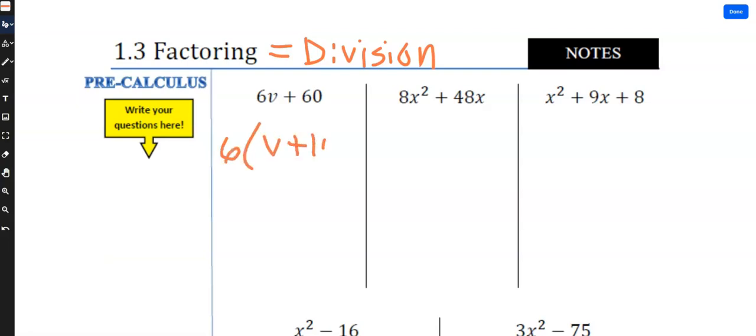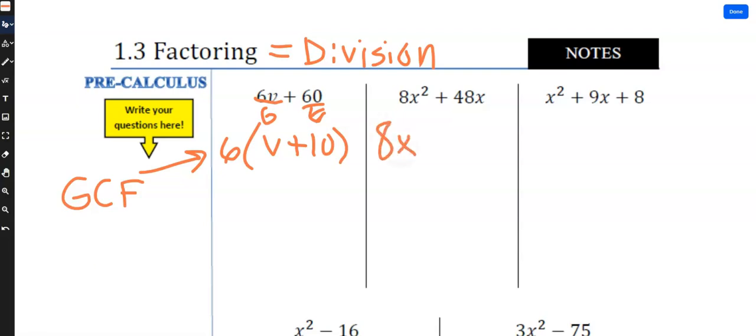6v plus 10. Now, if you're saying division, remember that you're literally just dividing these things by that GCF to see what's left inside. So, always look for a GCF first. I mean, you may not have one, but at least you can look for one.